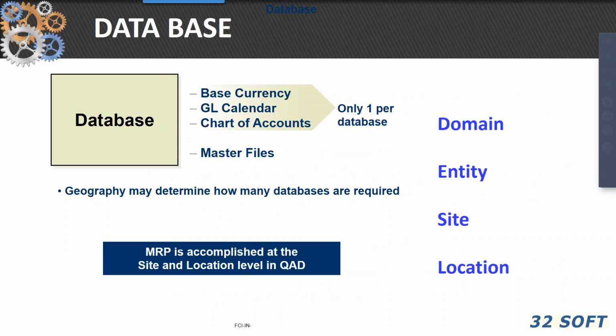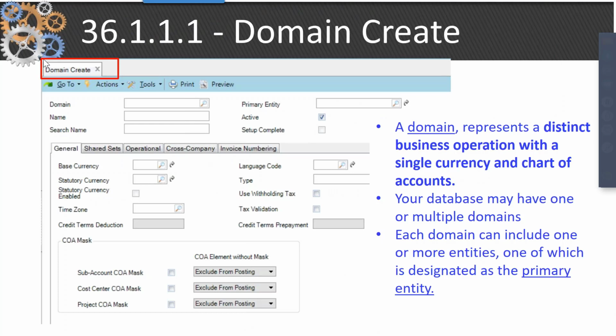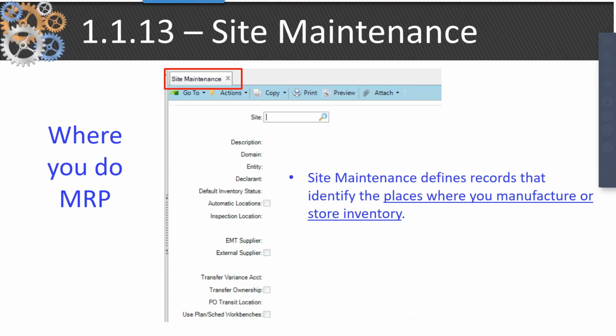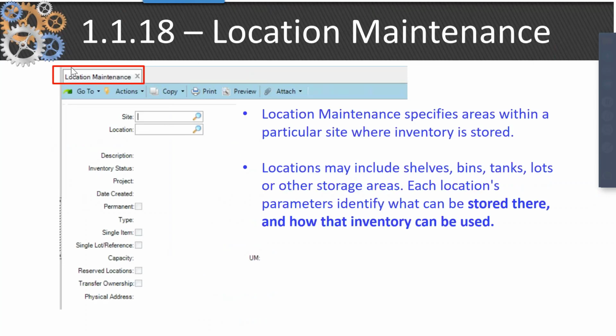Let's talk just a little bit about the structure of QAD. QAD has databases, which hold basic currency, general ledger, calendars, startup accounts, and then there are domains. Domains represent the distinct business operation with a single currency and a chart of accounts. Then we've got entities below domains, and this doesn't really have a lot to do with MRP. It's part of the accounting process, but in the structure of the data, you have entities, and within entities, you have sites. Now, sites are important to MRP because that's where you do MRP, at a site. If you've got site 10, which is a typical designation for a site, you're going to run MRP in site 10. Or if you have multiple sites, you're going to run MRP in those sites. So sites define records, places where you manufacture or store inventory. And then locations are specified areas within a particular site where inventory is stored.